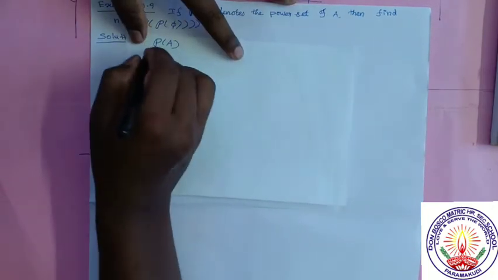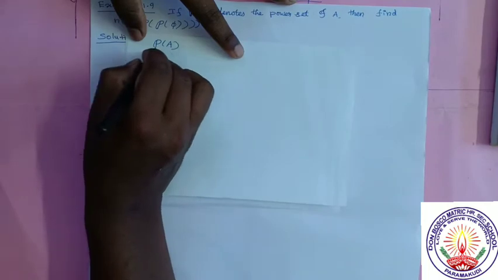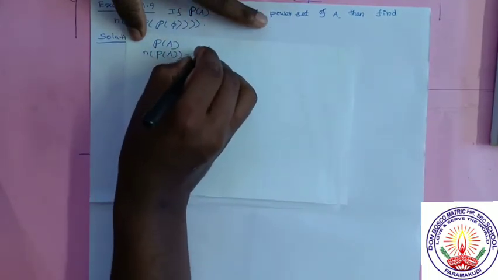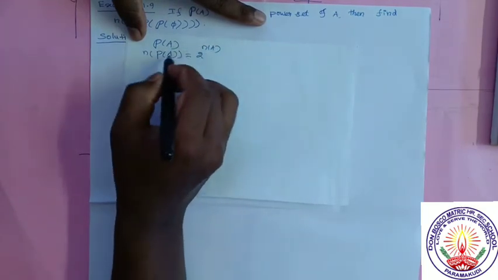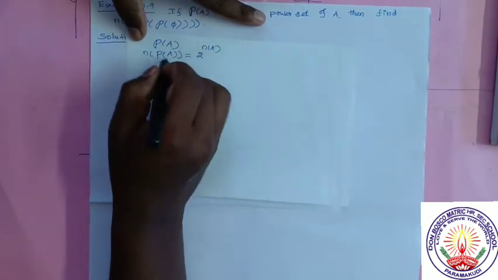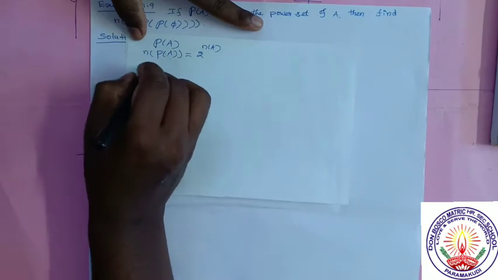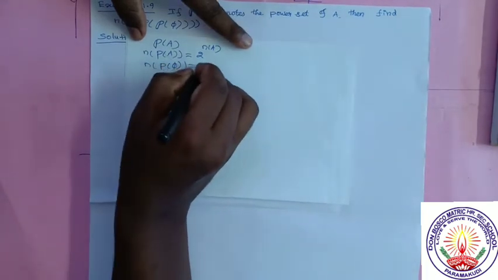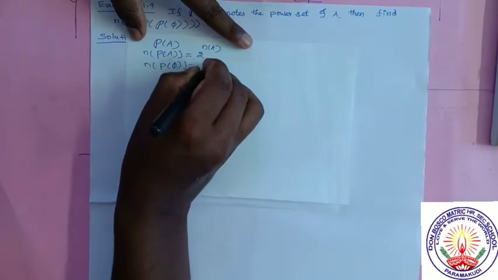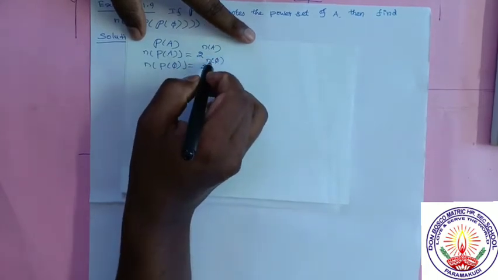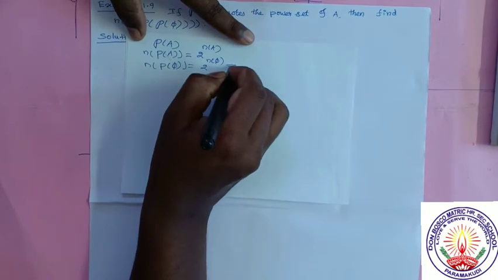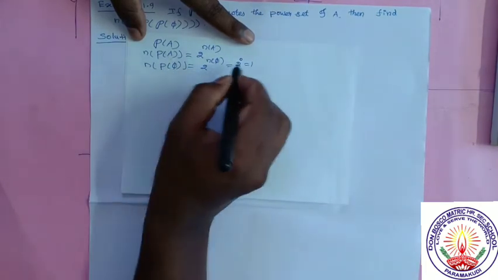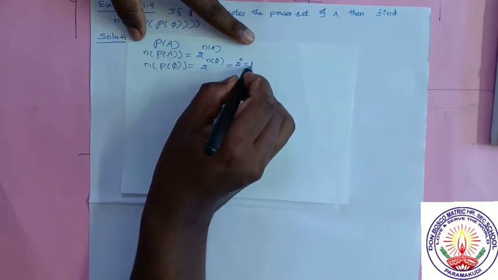First, the formula: n of P of A is equal to 2 power n of A. So we should know what is n of A, then only we can find n of P of A. So n of P of phi is 2 power n of phi. What is n of phi? n of phi is equal to 0. So 2 power 0 is equal to 1. So P of phi will contain only one element.